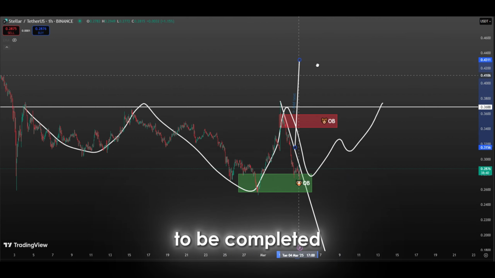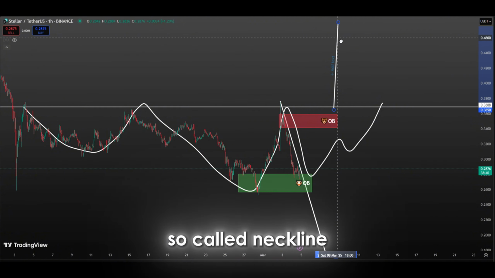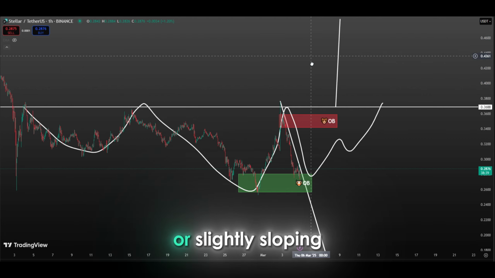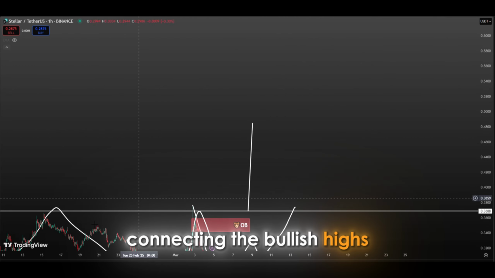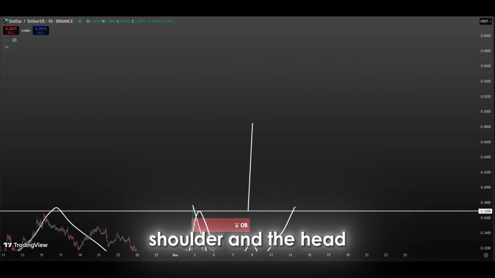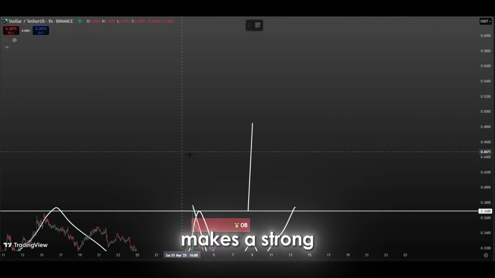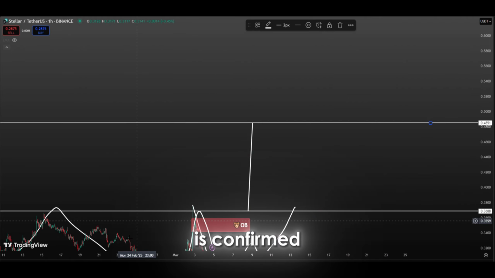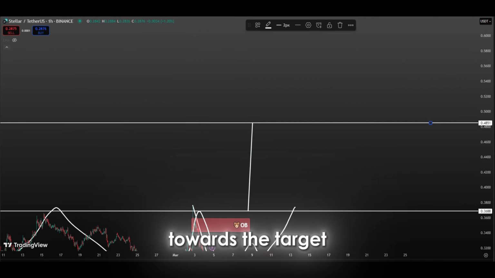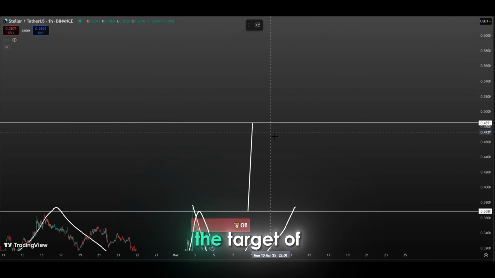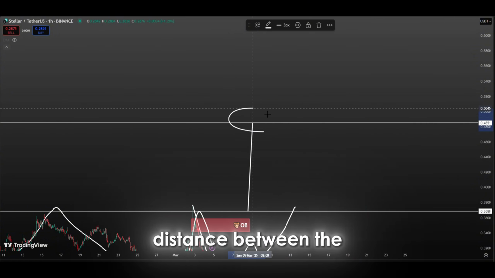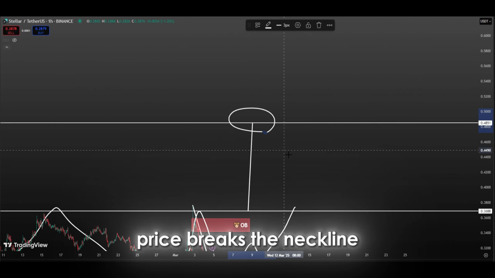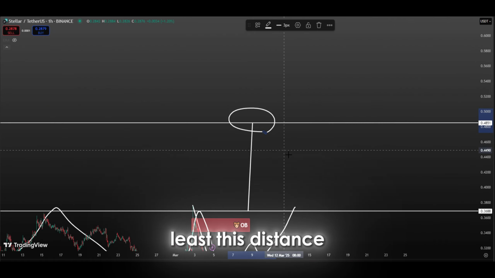For this pattern to be completed, the price needs to break the so-called neckline resistance to the upside. The neckline is usually a horizontal or slightly sloping resistance line connecting the bullish highs between the left shoulder and the head. If the price makes a strong upside breakout from the right shoulder and crosses the neckline, the bullish movement is confirmed, and a move towards the target of the pattern can begin. The target of this pattern is calculated by the distance between the lowest point of the head and the neckline. So if the price breaks the neckline, it can be expected to go up by at least this distance.